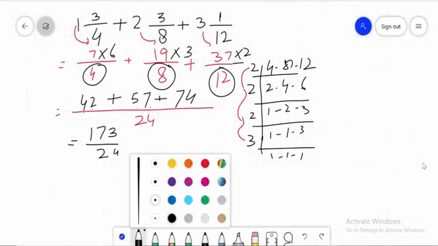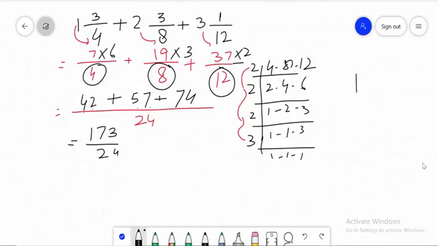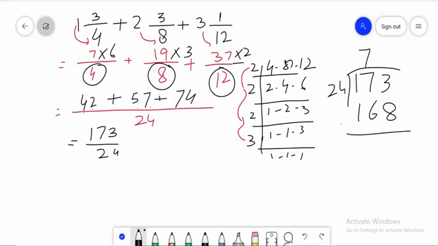Just what to do? The concept is 173 divided by 24, and now multiply 24 with any number that reaches 173. So first of all, 24 multiply 7. 24 sevens are 168, and if we do 24 with 8 then it will be greater than 173, so we stop ourselves. 24 multiply 7, the answer is 168.